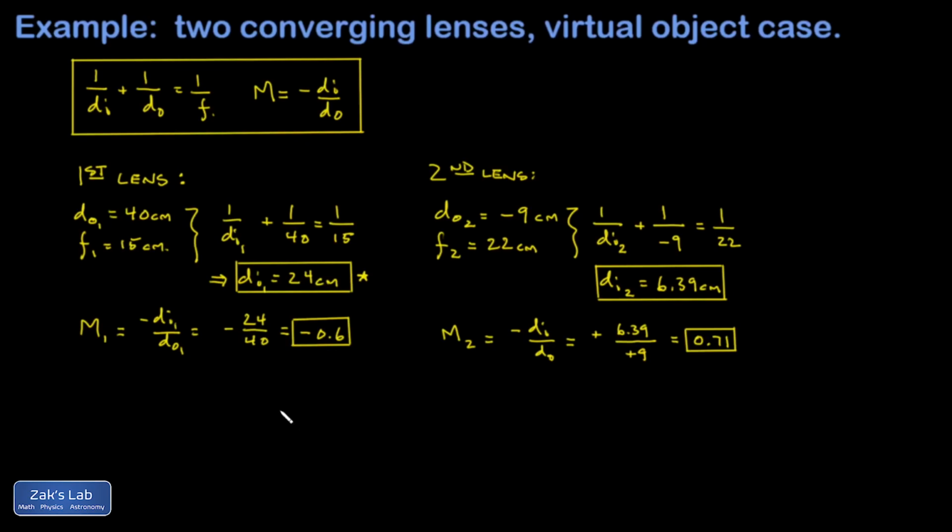Now to find the total magnification, we just multiply the magnifications at each step. And I get a total magnification of -0.43. In the ray diagram, we had approximated a magnification of -0.42, so I'm happy with how close that is.